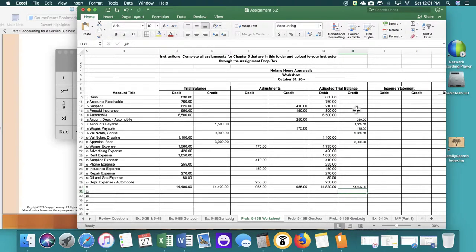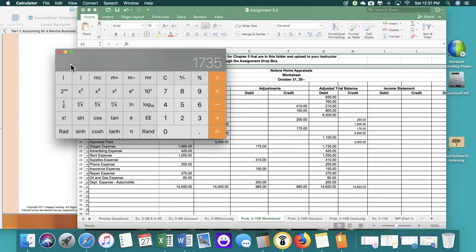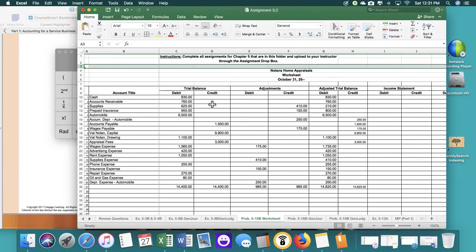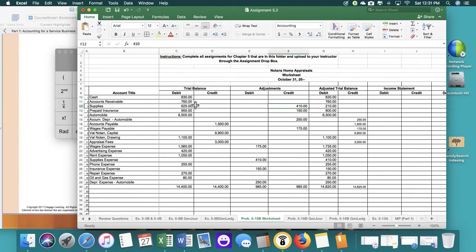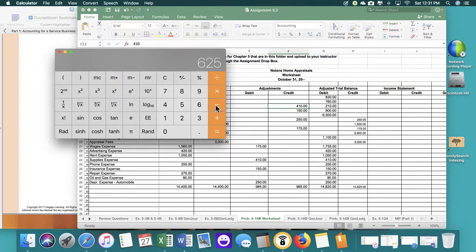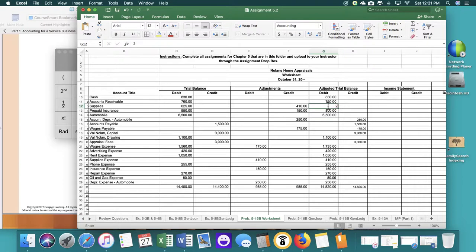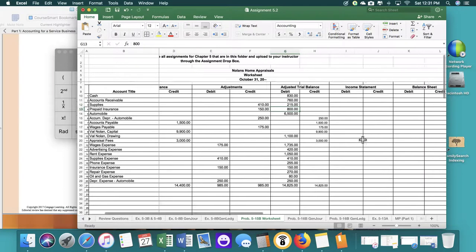So here's where we're going to double check everything. And it looks like here it is, 625 minus 410 gives us $215. And there we go. Now our numbers balance.